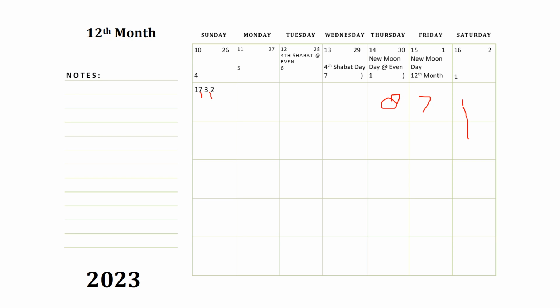I didn't mean to make that a 6. I just wanted to let you know where I pointed, but this is day 7 right here. So you can start back over with 1, 1, 1, 1, if you have 4 Shabbats.